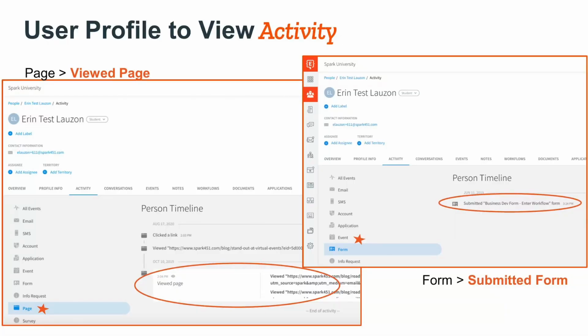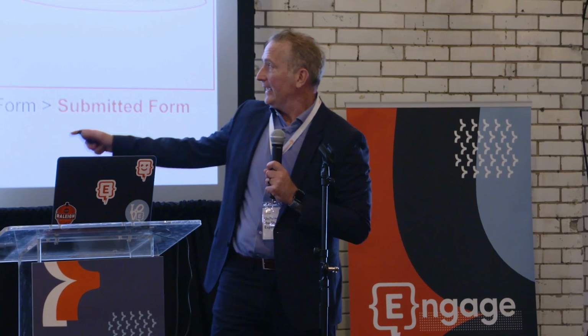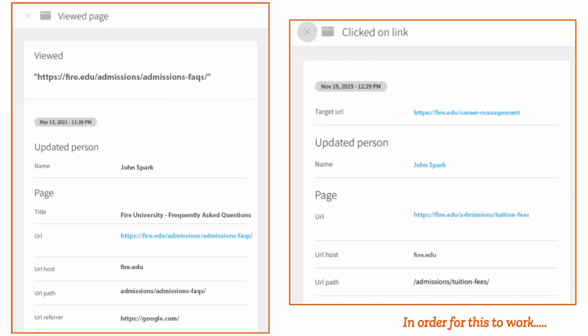So user profile, the activity will appear in their profile. So there's a tab for activity in Element, showing the pages. If we click on each one, there's a little more rich data about each one. Where they came from, where they were referred from, what page it was, what time it occurred.